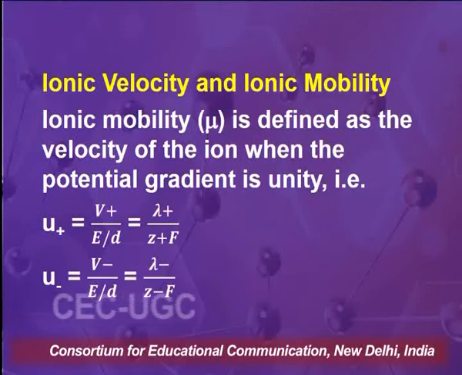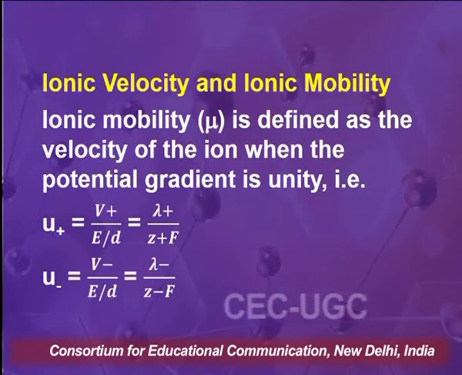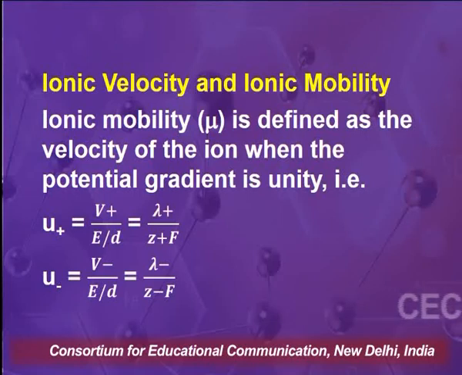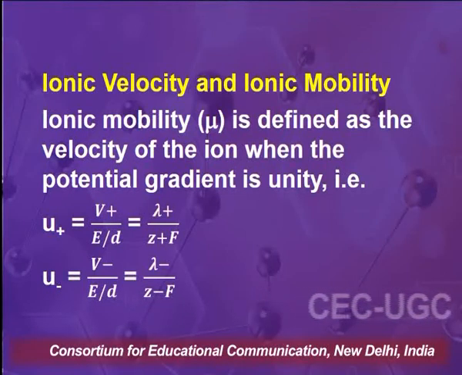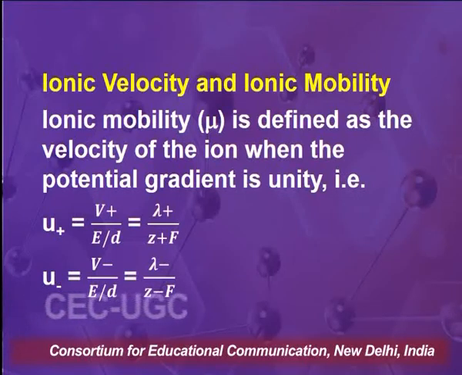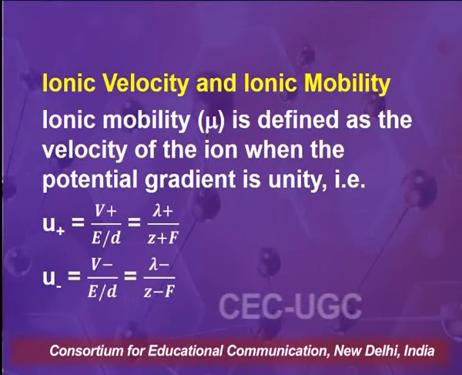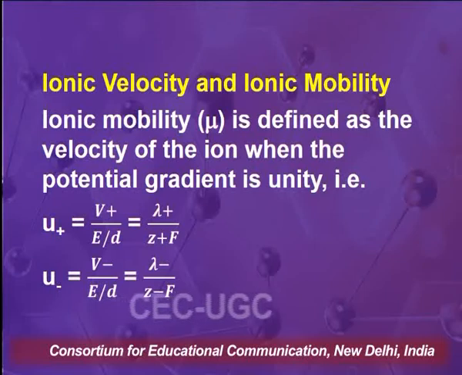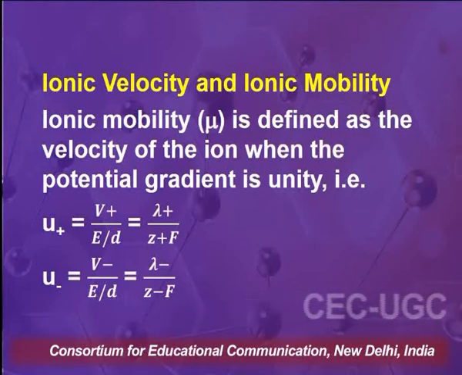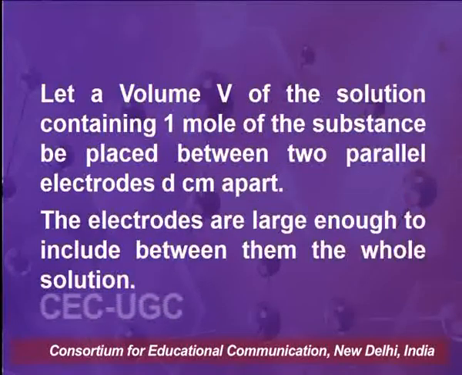Coming to ionic velocity and ionic mobility. Ionic mobility u is defined as the velocity of the ion when the potential gradient is unity. Mathematically, u+ can be written as v+ divided by E/d and u- is equal to v- divided by E/d, where E/d is the potential gradient. u+ is found to be equal to lambda+ by z+ F, and u- is found to be equal to lambda- by z- F.